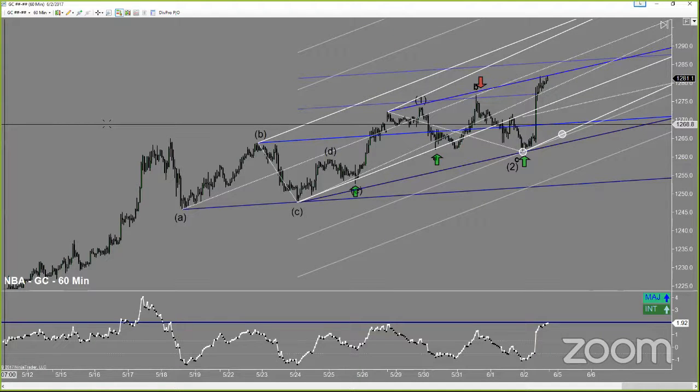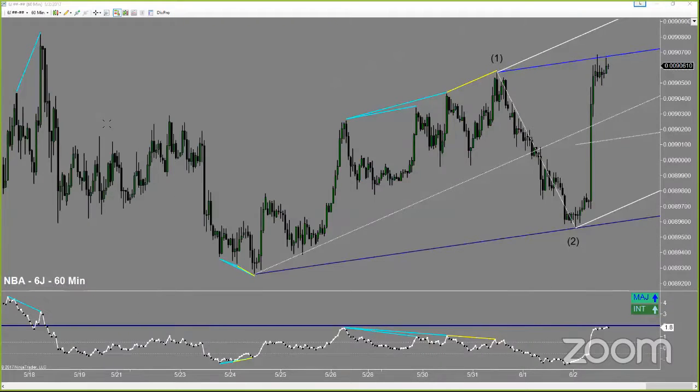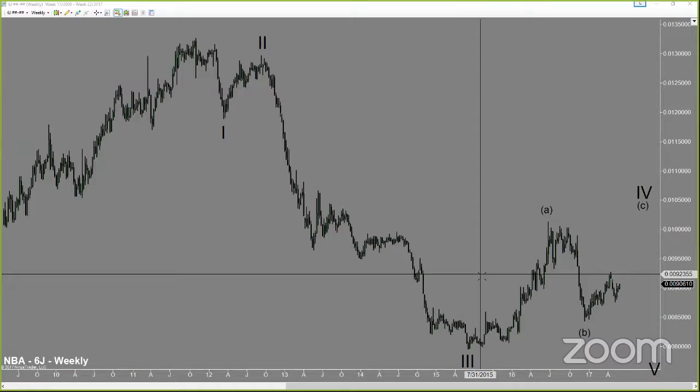All right, so that is gold. And I am going to touch on the yen just because we had a pretty awesome setup, like I said, that is worth mentioning. Hang on one second.